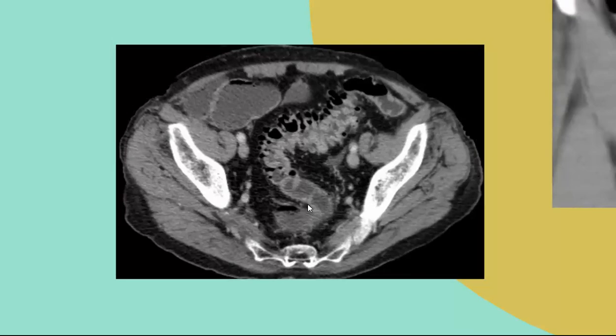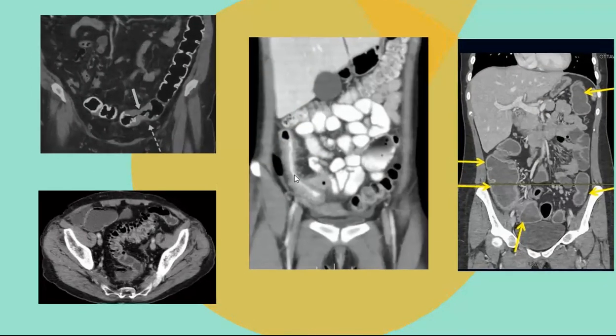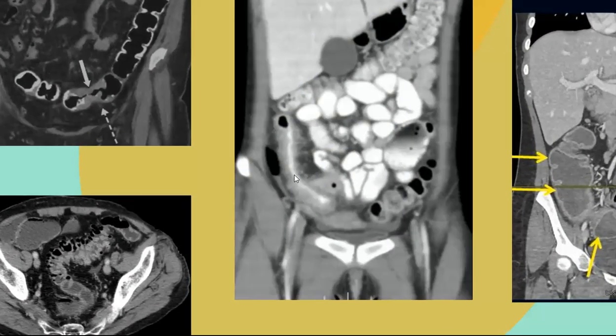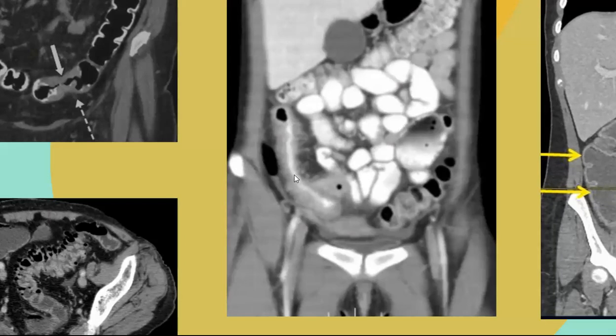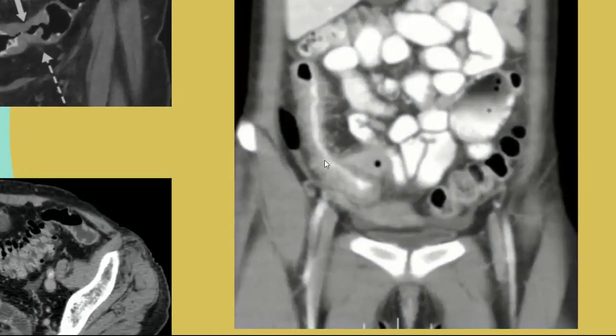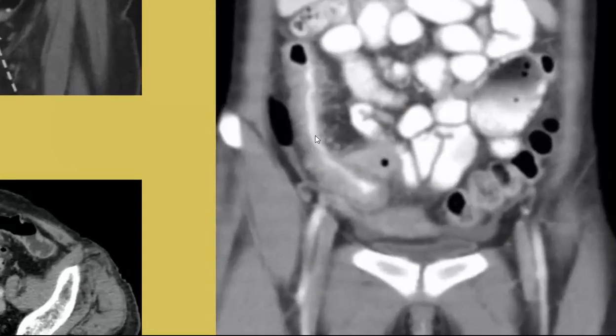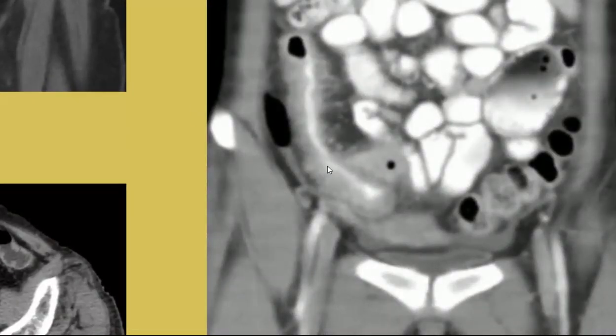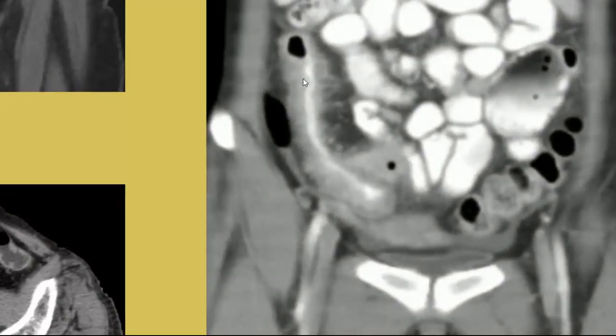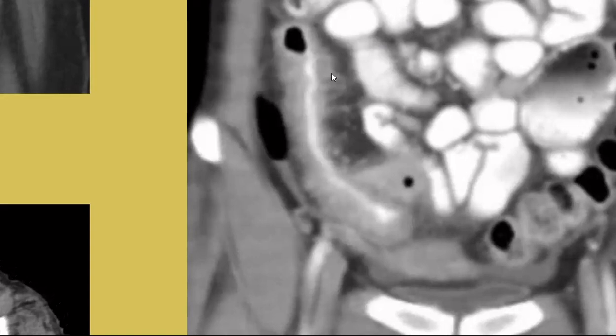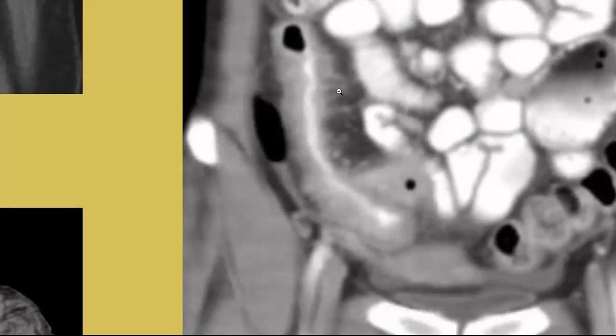In longer segments of bowel wall thickening, consider Crohn's disease or lymphoma. Here we see a loop of small bowel, which is a longer segment with marked bowel wall thickening and stranding of the adjacent mesentery, otherwise known as a comb sign. This is Crohn's disease of the small bowel.